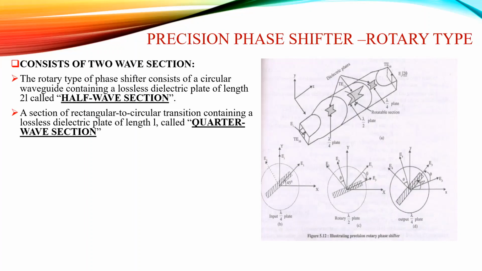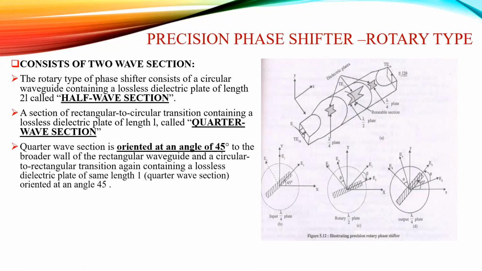A precision phase shifter is illustrated in the diagram, which consists of a rotatable section as well as two dielectric plates of length lambda by 4, and it will have two transverse electric modes, that is TE10 and TE11.